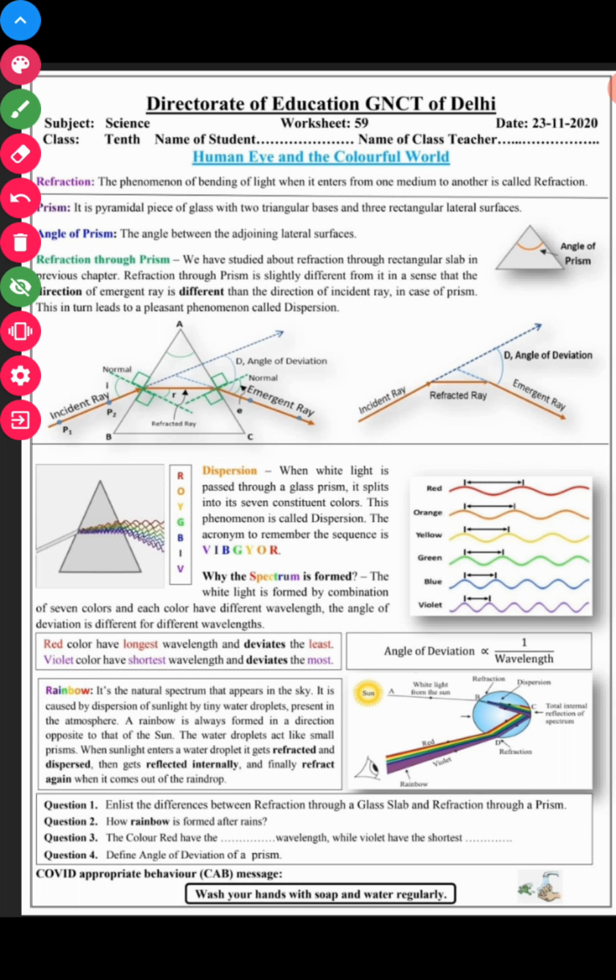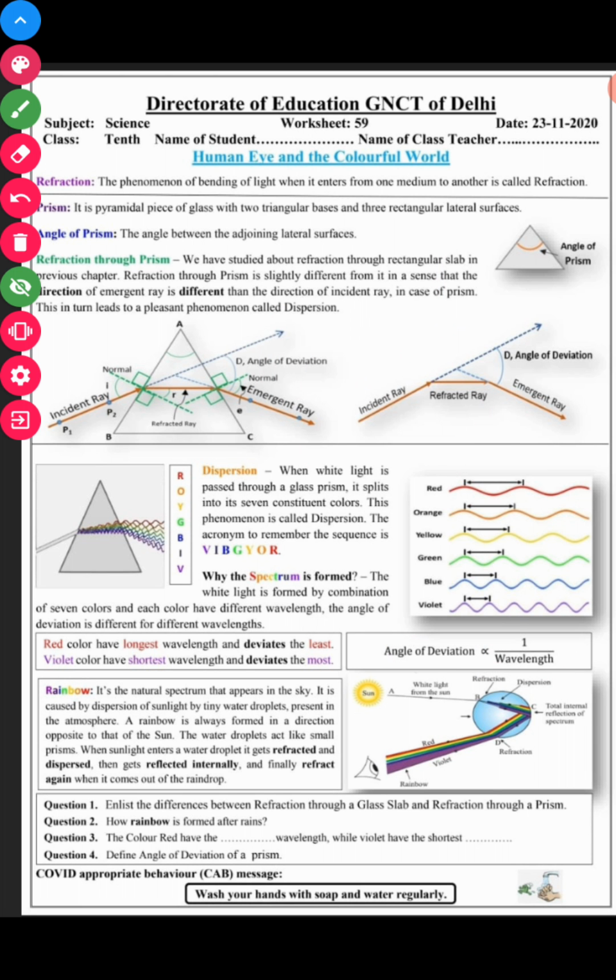So why does this spectrum form? White light is formed by the combination of 7 colors, and each color has a different wavelength, and the angle of deviation is different for different wavelengths. The red color has the longest wavelength, so it deviates least. The violet color has the shortest wavelength, so it deviates the most. The deviation angle is inversely proportional to the wavelength.